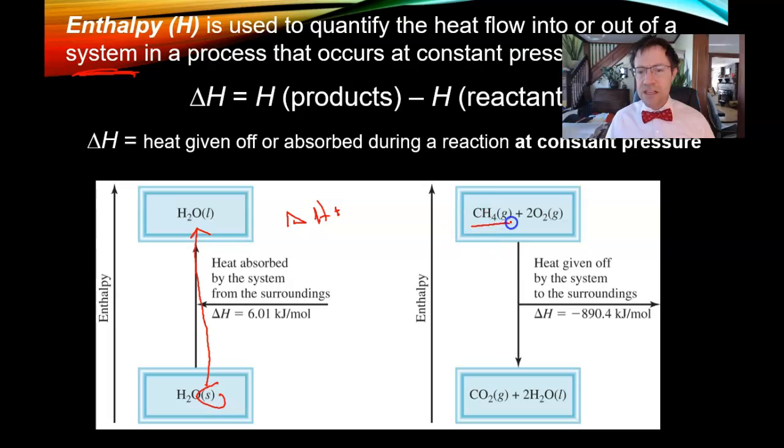Same thing with this stuff. If we have CH4 and H2O, methane gas, the energy is dropping. It's going to become way more stable. That means your delta H has to be negative, because it's giving it off. It's getting rid of it, just like your bank account. Positive is adding, negative is getting rid of, right?